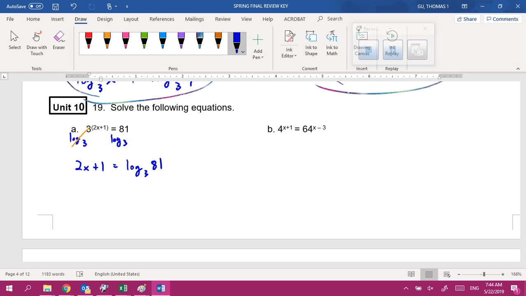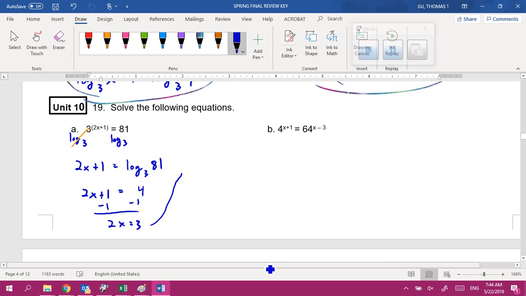Okay? And so you're not going to be able to solve this unless you can tell what log base 3 of 81 is. It's 4, right? Because 3 raised to the 4th power gives you 81. So log base 3 of 81 is 4. So now I have 2x plus 1 equals 4, and just solve from here. So how will I solve this? Minus 1. Right, 2x equals 3, and then divide by 2, and so what's your answer? X equals 3 over 2, very good.